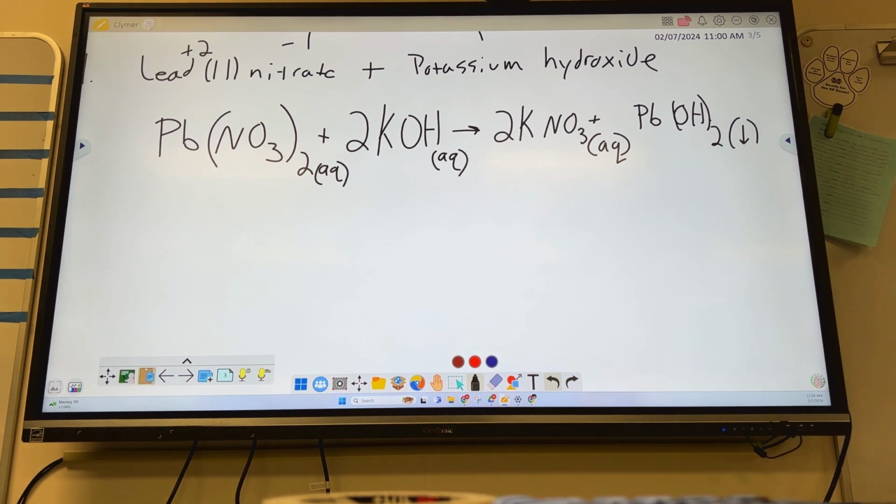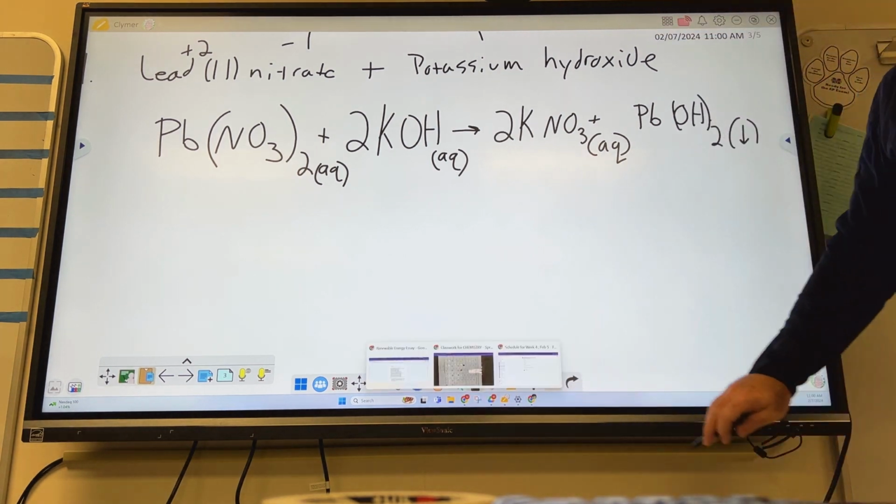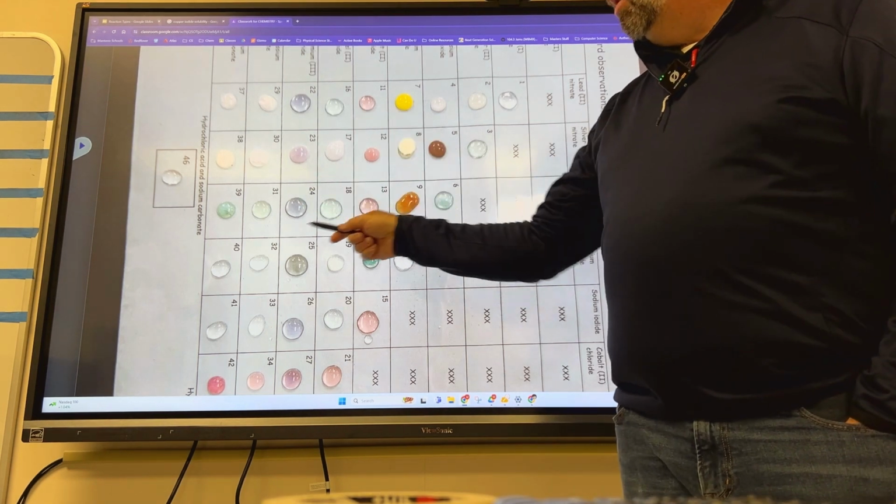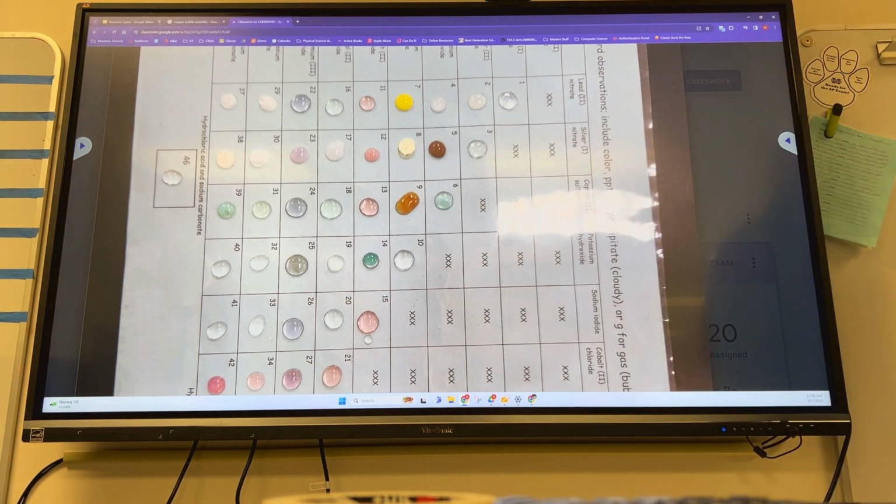Now, plenty of the drops that you did yesterday, plenty of the boxes on your sheet, just stayed clear. Any of these that stayed clear, no reaction happened. You just had all of those different ions floating around in aqueous solution. There was no specific reaction that happened. They just stayed in solution. Think of taking some salt water and some sugar water, both dissolved in water, and just mixing them together. You would still just have a clear solution. Might taste awful, but it would still be just a clear solution.